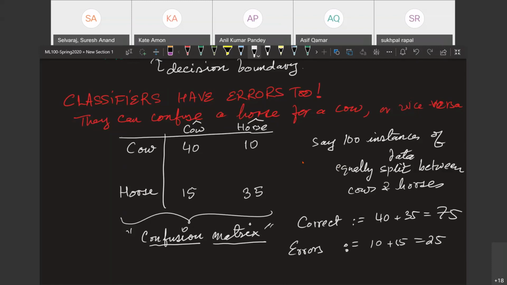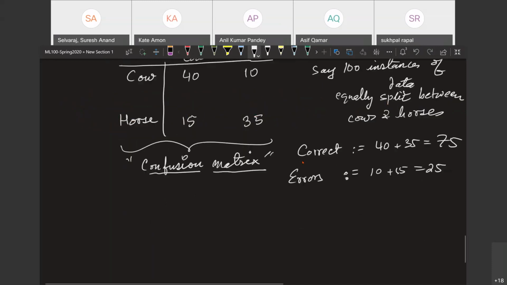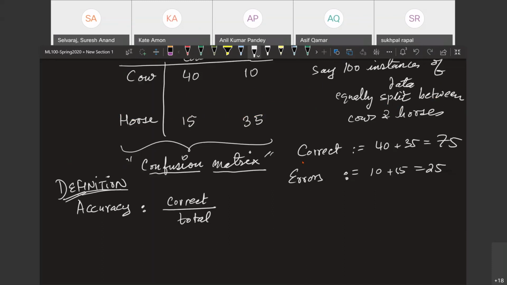So now, if I were to divide this by the total, accuracy is, this is the definition, the basic definition: accuracy is correct over total. How many total data points did we have? 100. So we have 0.75, or 75% is the accuracy.